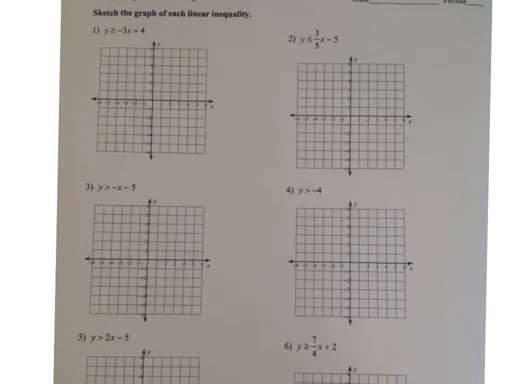This is our introduction to linear inequalities. So we have y is greater than or equal to negative 3x plus 4. If you remember from our notes, if you have a greater than sign or a less than sign, you're going to have a dotted line.